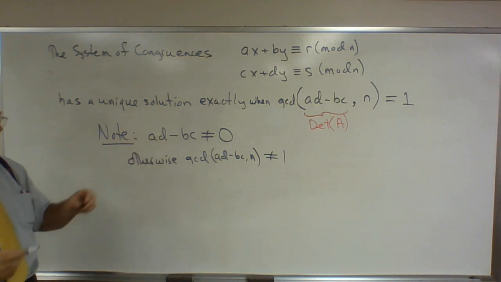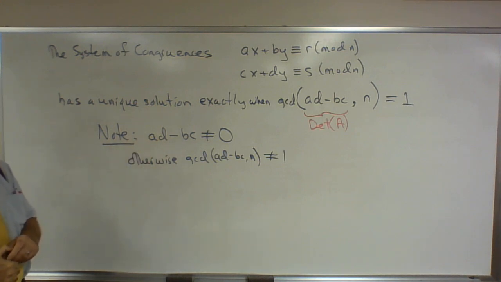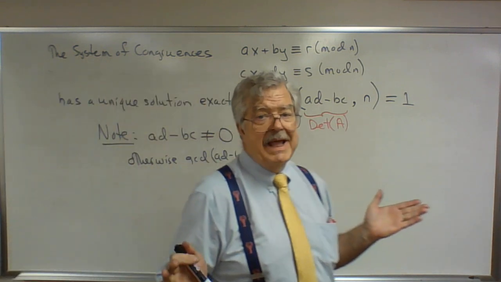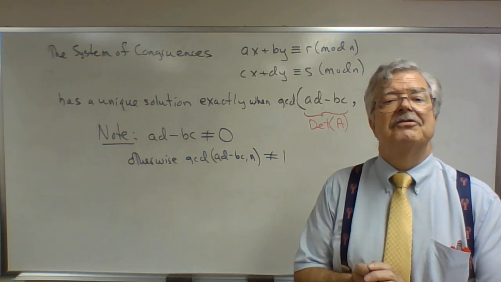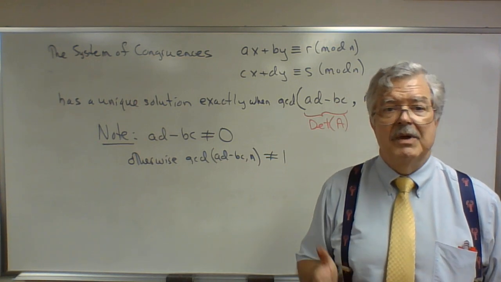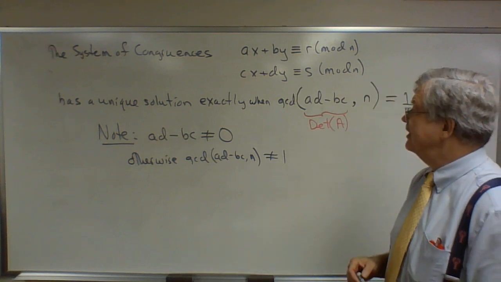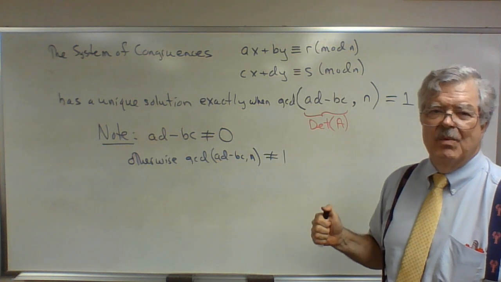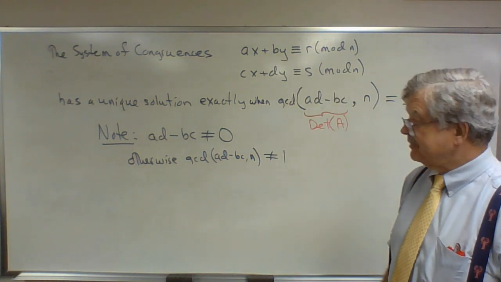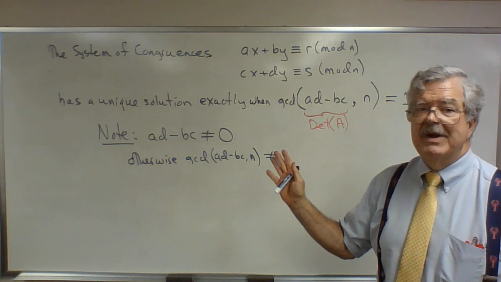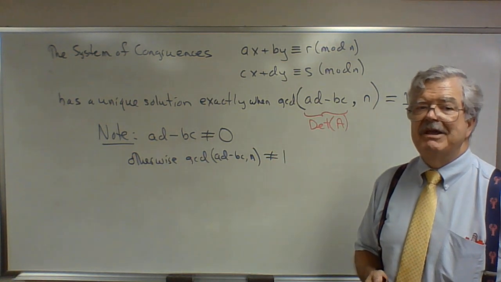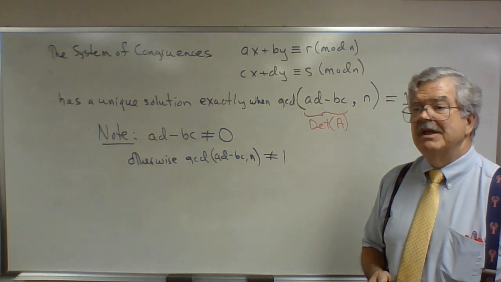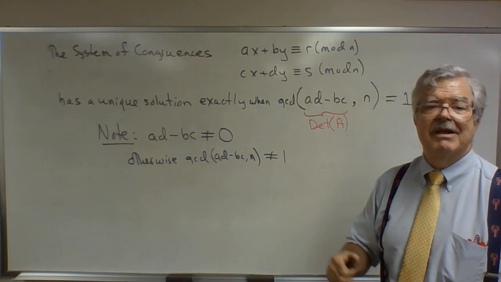So this thing is not equal to 0. The determinant of A is not equal to 0, which is exactly what happens if we're solving a system of equations and we want a unique solution. The determinant of the coefficient matrix A can't be 0. If we have a system of equations and the determinant of the coefficient matrix is 0, we don't have a unique solution. We either have infinitely many or we don't have any at all.